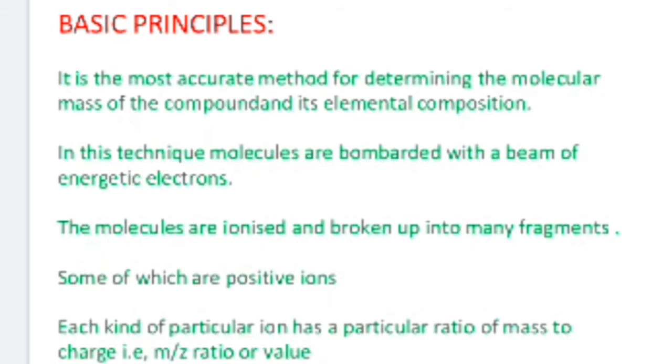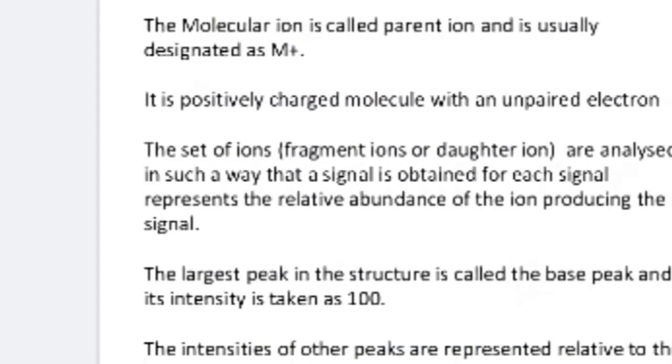Fragments, as we know, means pieces or branches, some of which are positive ions. Each kind of particular ion has a particular ratio of mass to charge. Mass to charge means the M by Z ratio, or M by Z value. That means each kind of particular ion has its own M by Z ratio.